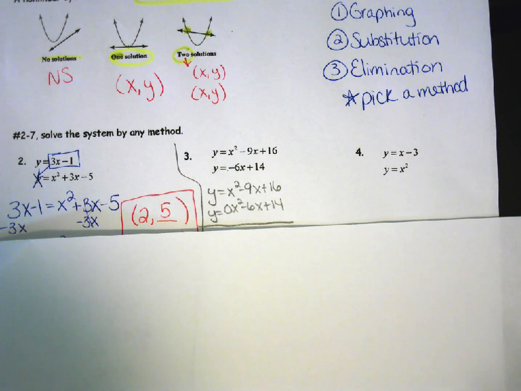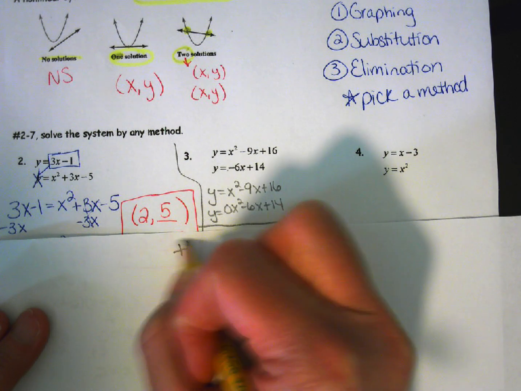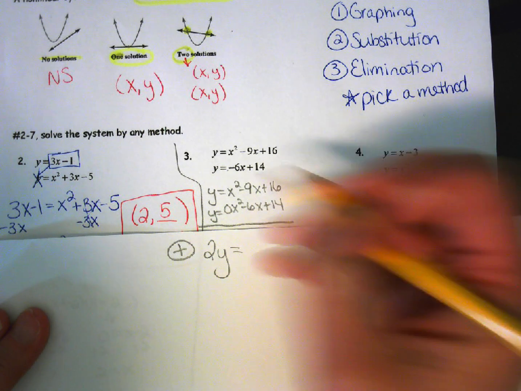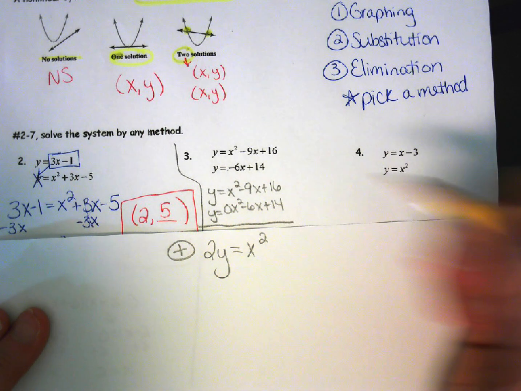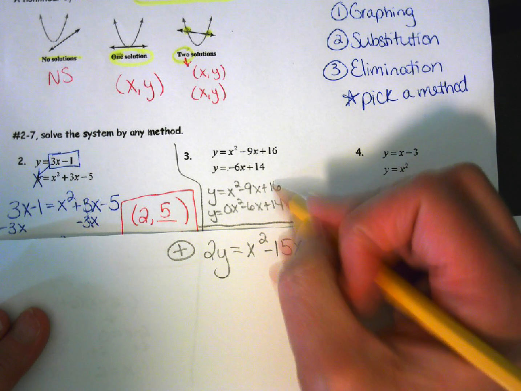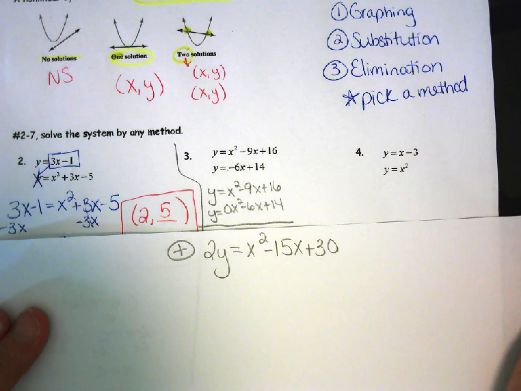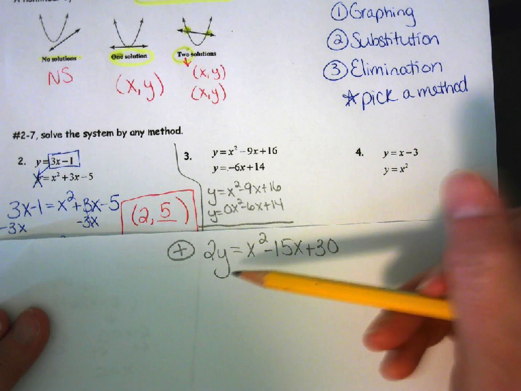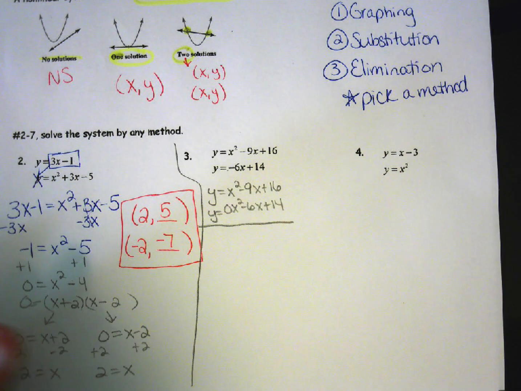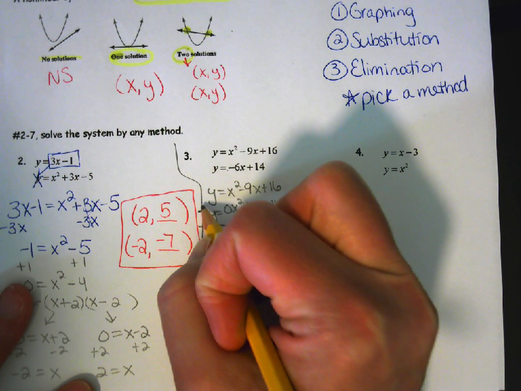Because watch, if I add them together, this would become a 2y, this would become an x squared, a minus 15x, and a plus 30. Did I get rid of a variable? And the answer is no. So instead of adding, you would actually want to subtract.